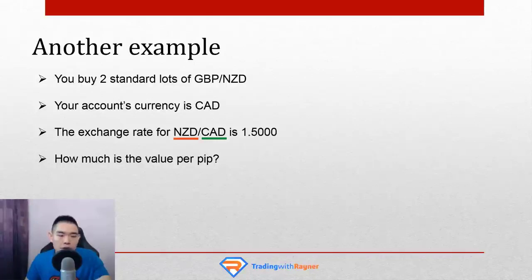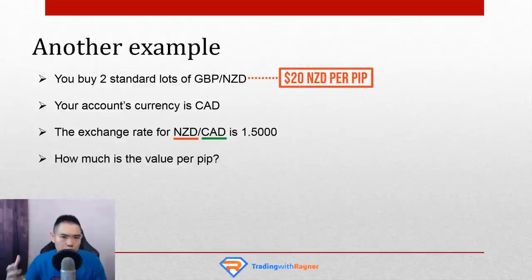Two standard lots equals 20 New Zealand dollars per pip. If you do not know why it's 20, go and look back at the earlier slide so it makes sense. Your account currency is in Canadian dollars. The exchange rate between New Zealand and Canadian dollars is 1.5. So what I need to do is find out how much 20 New Zealand dollars is worth in Canadian dollars. Very simple. Just multiply it by the prevailing exchange rate.